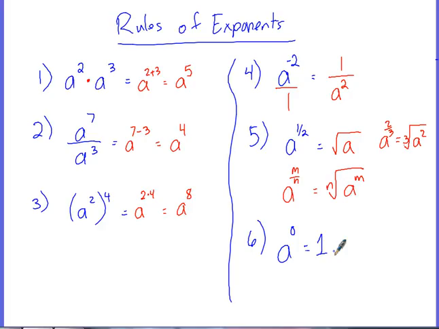And I can say, what's 2 to the 0 power? Your answer is 1. What's 10 to the 0 power? Your answer is 1. What's 1 million to the 0 power? The answer is 1. Does everybody got that? Anything to the 0 power is equal to 1. Got it? Alright, so these are my rules of exponents.